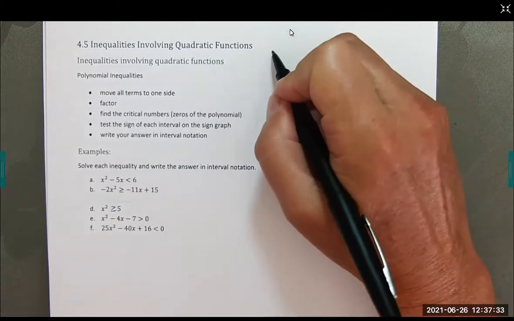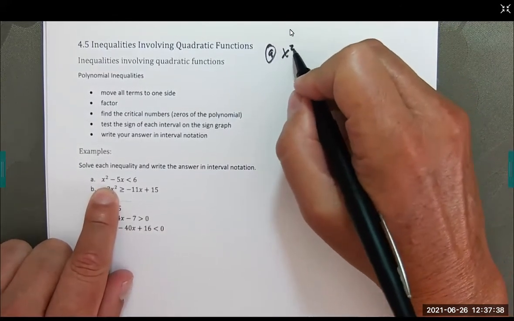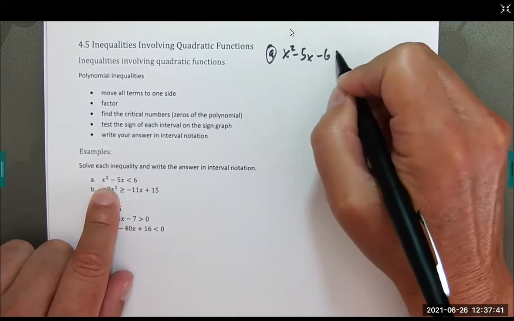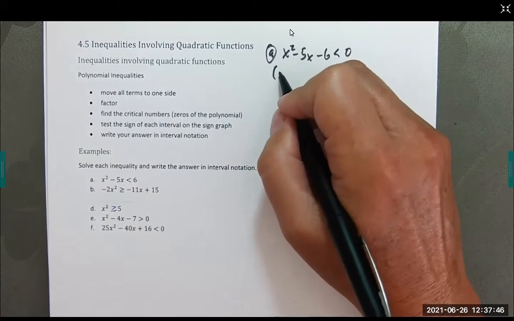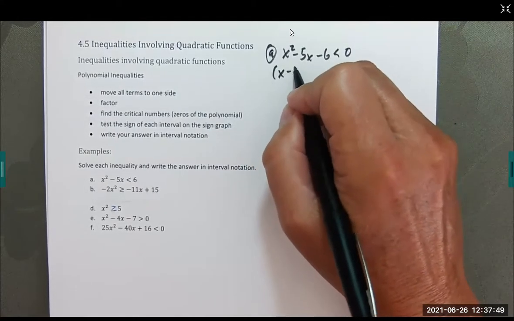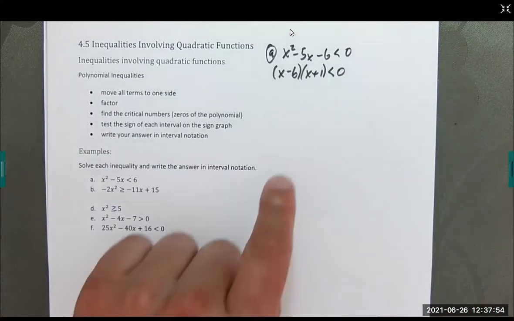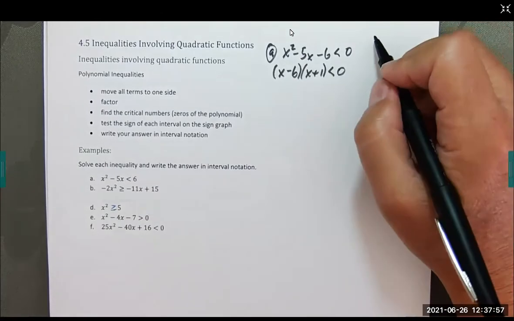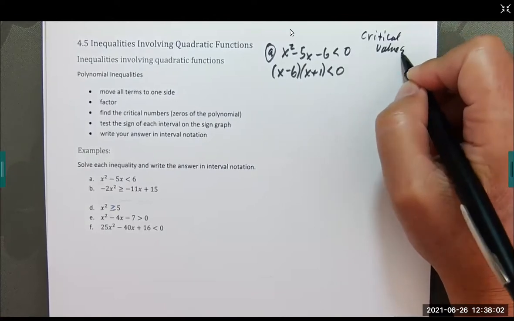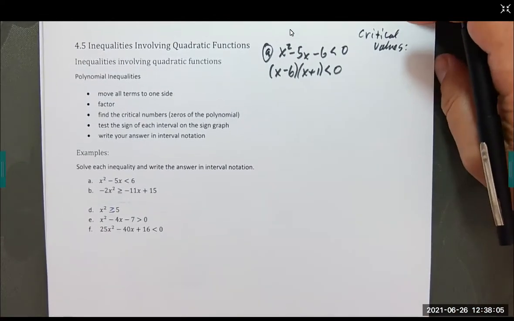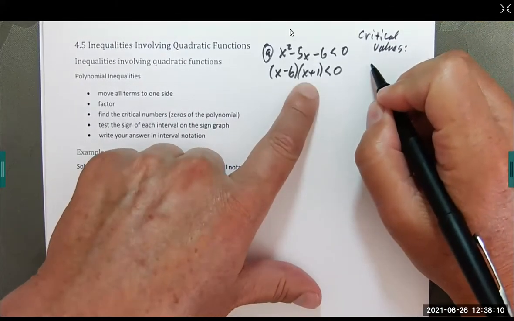Let's start with a up here. First thing I have to do is get the whole thing to 0. So x squared minus 5x minus 6 is less than 0. Next thing is I'm going to factor this. So this will be x minus 6 and x plus 1. And what's going to happen is I need to get what are called critical values. Those are going to be the values of x that make this equal to 0. Now, can you see that x equals 6 is going to be 0 and x equals negative 1?